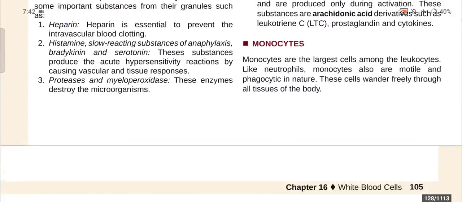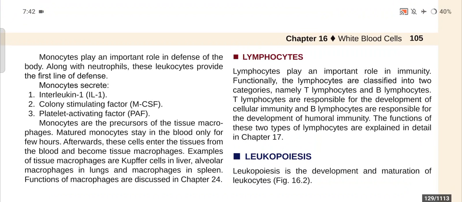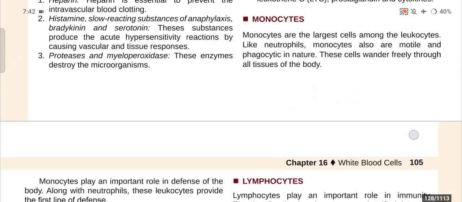Then the lymphocytes. Lymphocytes play an important role in immunity, and functionally the lymphocytes are classified into two categories, namely T lymphocyte and B lymphocyte. T lymphocytes are responsible for the development of cellular immunity, and B lymphocytes are responsible for the development of humoral immunity. The functions of these two types of lymphocyte are explained in detail in chapter 17. We will discuss that in that chapter also.